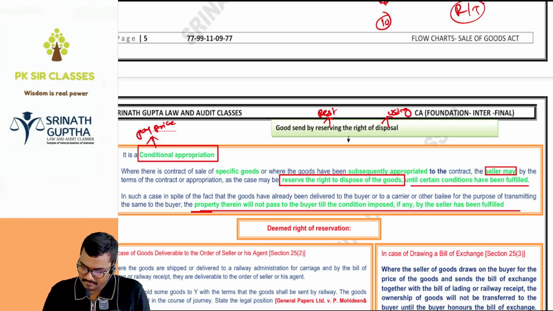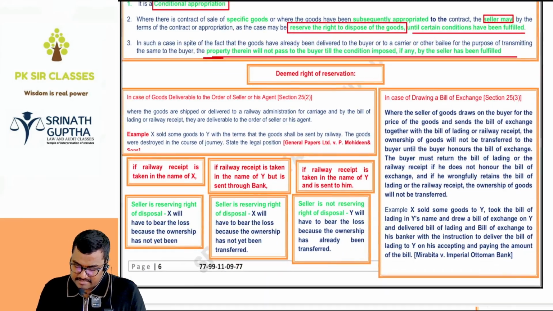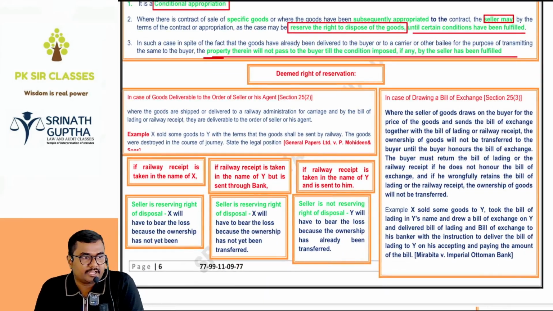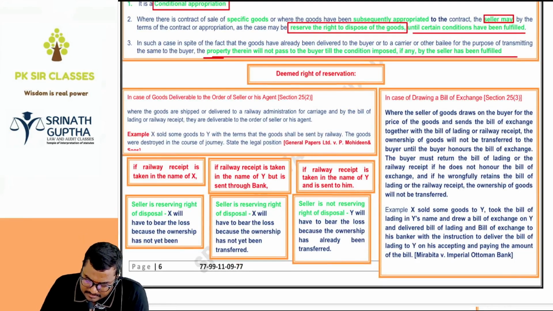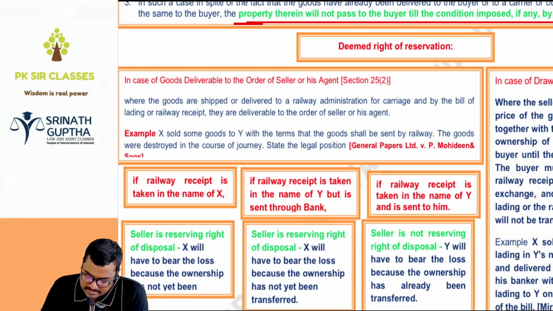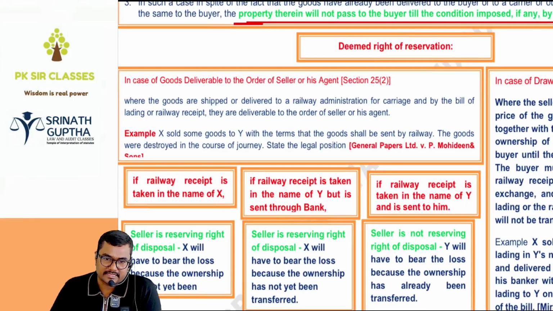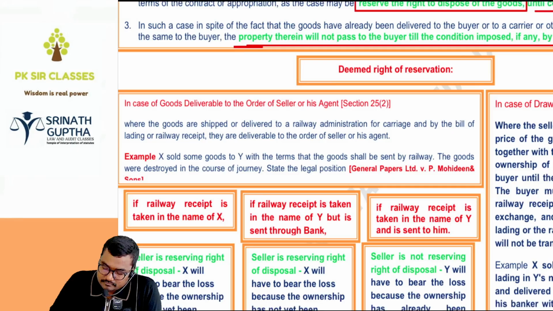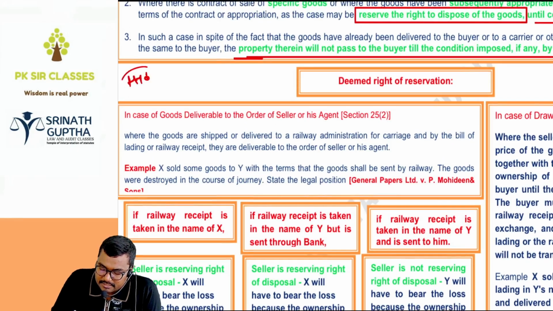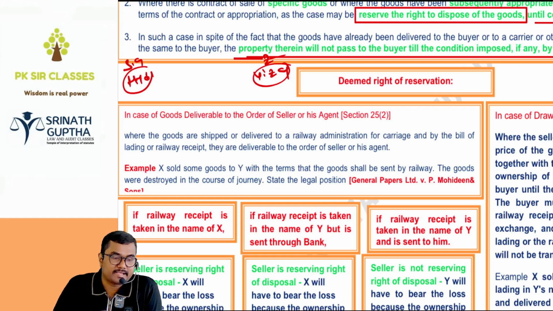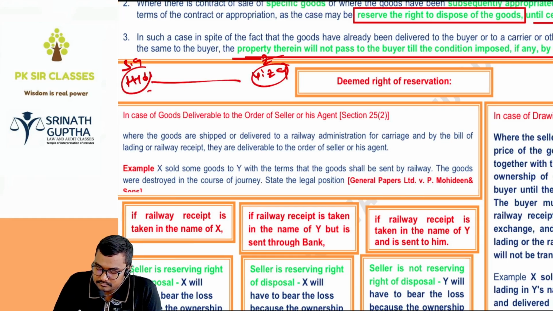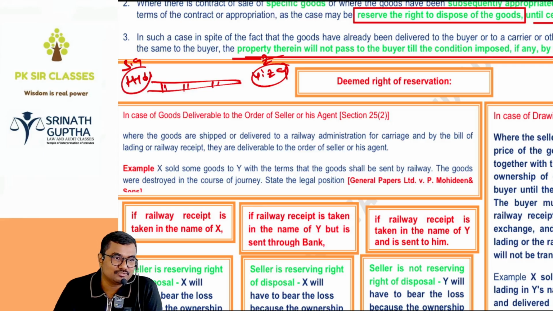So there are a few cases deemed to be reservation of right of disposal. For example, I am sending some goods from Hyderabad to Vizag. In Hyderabad, SG is there. In Vizag, Sahiti is there. I am sending 100 rice bags through railways, sending the goods through railways.